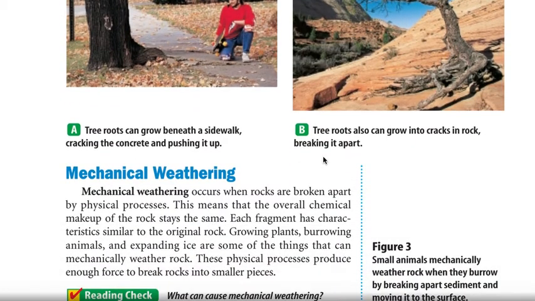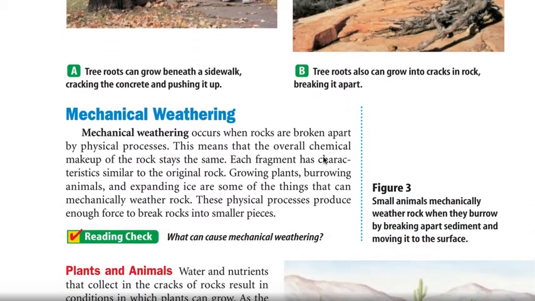Let's start with mechanical weathering. Mechanical weathering occurs when rocks are broken apart by physical processes. This means that the overall chemical makeup of the rock stays the same. Each fragment has characteristics similar to the original rock. Growing plants and ice are some of the things that can cause it, not all of the things, but some of the things. These physical processes produce enough force to break rocks into small pieces.